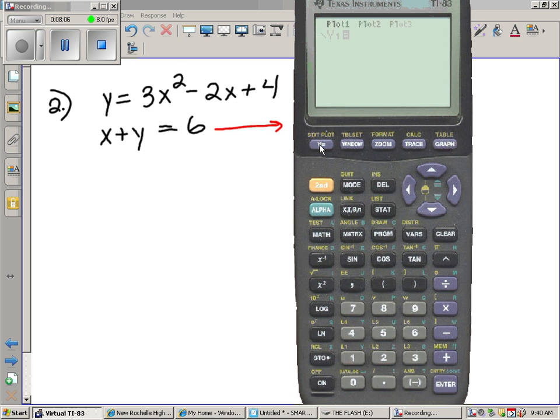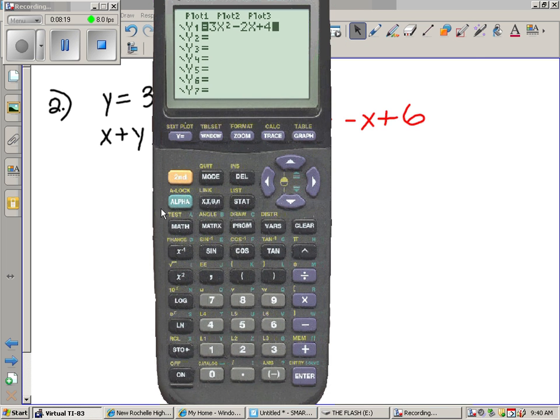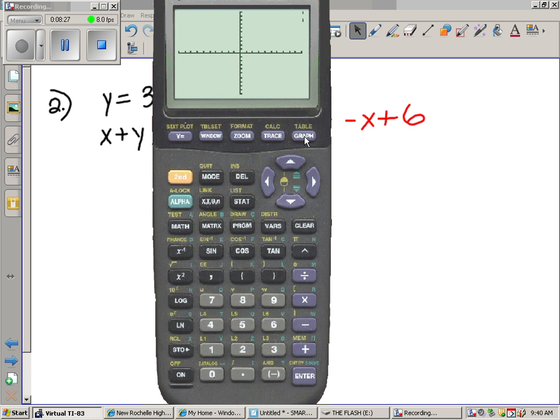Anyways, back to this. Let's go back to our original problem. Let's plug it in. 3x squared minus 2x plus 4. We're going to go to the other one. We got negative x plus 6. We're going to graph it. There's our graph. What do we do next? Second, trace. We're going to go down to intersect. We're going to go over to the first one. It's kind of hard to see. Enter 3 times.